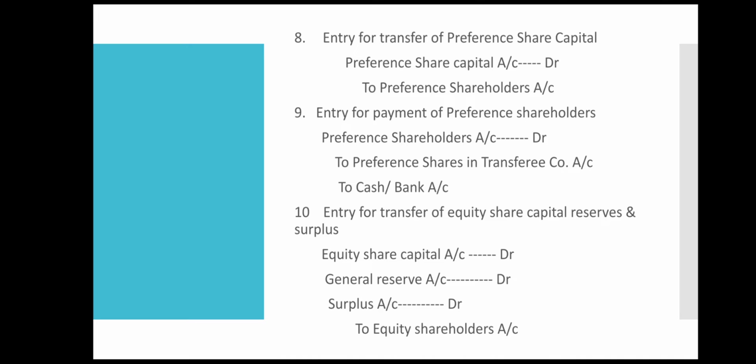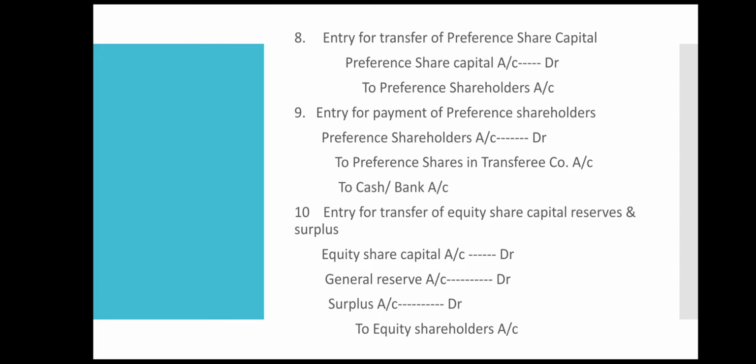Okay, next is entry for payment of preference shareholders. So basically shareholders are the owners of the company. Okay, so whatever is paid by the transferee company to these shareholders, for that the entry is like this: preference shareholders account debit to preference shares in transferee company account, to cash or bank account. Now let us assume that if the transferor company is having preference shares, so the transferee company might issue shares in return, or it can even pay cash to those shareholders. So it depends upon in what form transferee company has made the payment to preference shareholders.